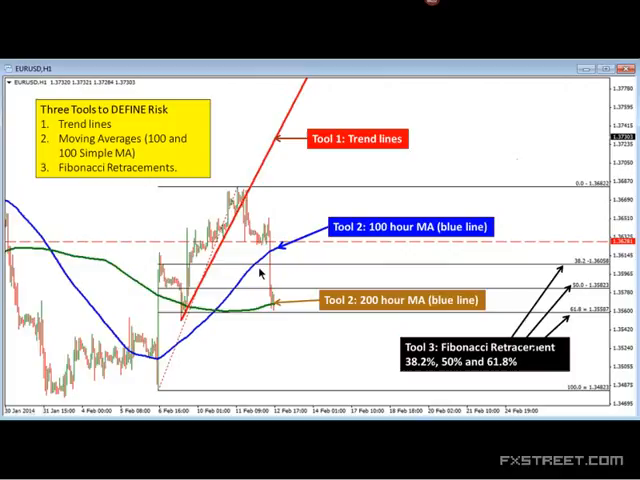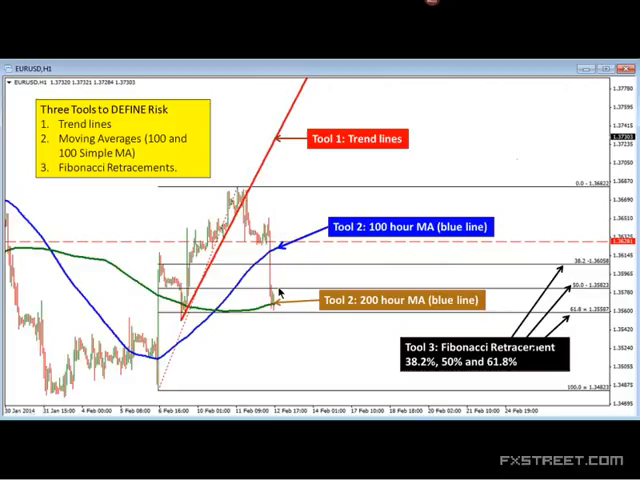And I use a third tool, Fibonacci retracement, because markets move higher, like we saw here with unemployment, and then they correct. They correct down to the 38.2, 50%, 61.8. Those are the three Fibonacci retracement levels I use. Those are the ones that define risk and limit risk against these levels.